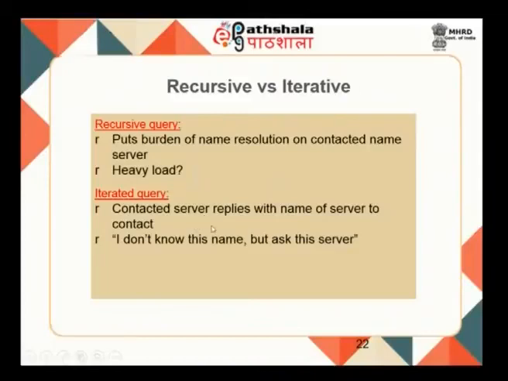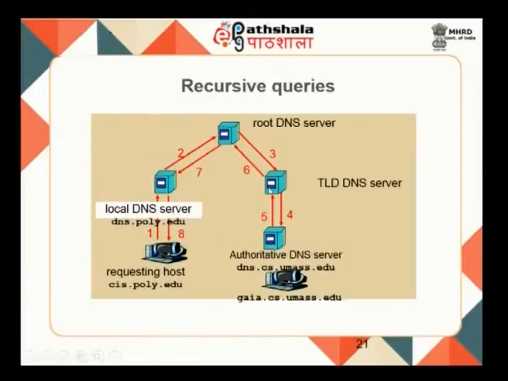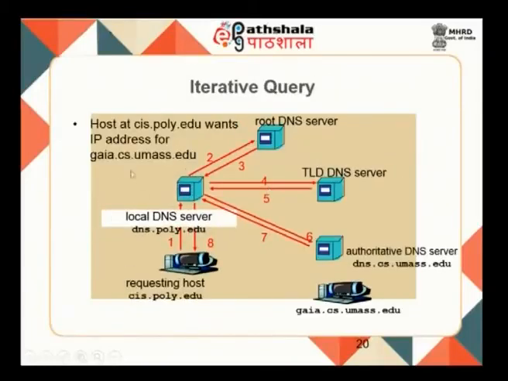In iterative querying, the contacted server replies with the name of the server to contact. So, it becomes easier on these servers, but there is more work to be done at the local DNS server. That is kind of okay, because we are always expecting our local DNS server not to be burdened by so many requests as these other servers would be.